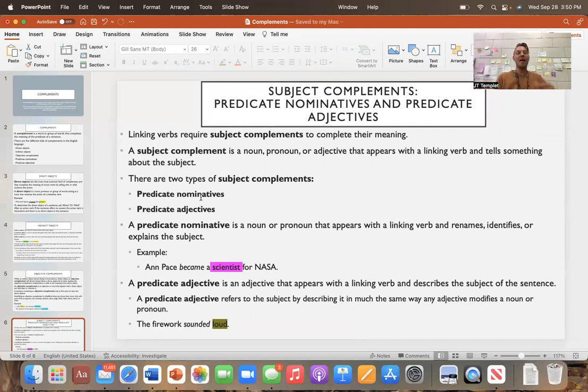So let's look. Ann Pace became a scientist for NASA. What did Ann Pace become? Scientist. That's a thing, right? A scientist is a thing, so it's a predicate nominative. Whereas with a predicate adjective, we get the fireworks sounded loud. Loud is not a thing. Loudness is a thing. Loud, however, is an adjective that's describing the firework, right?